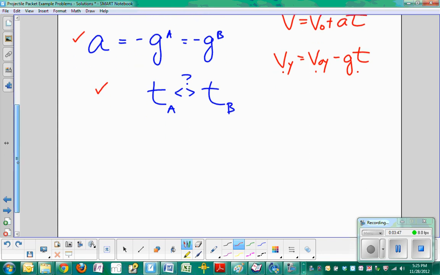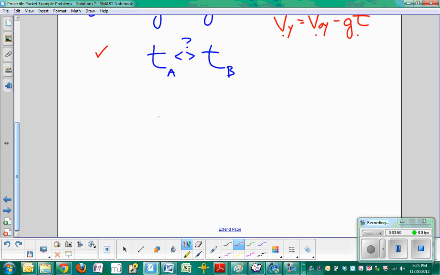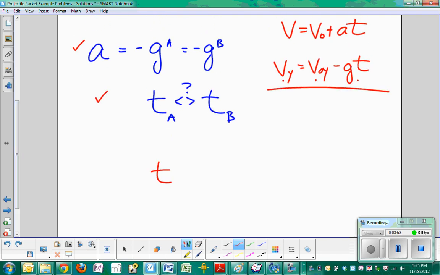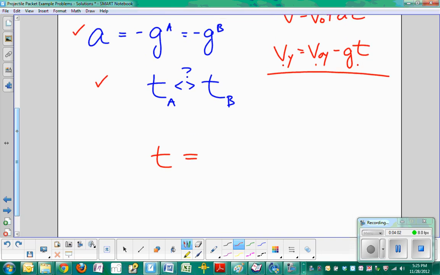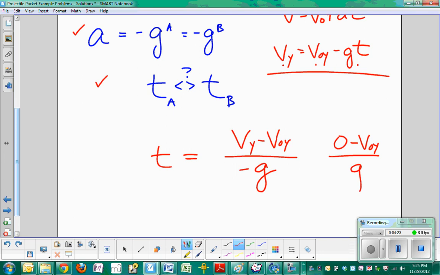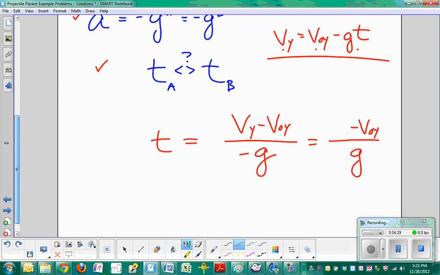Now, what are we looking for? We're looking for time. Notice we haven't put in any specific information for A or B. In general, the time it takes for an object to reach its maximum height can be given by a little algebra: Vy minus V naught y over negative g. You might look at that and say, wait a minute, we're going to have negative time. But that's not true, because since Vy is equal to 0, we have 0 minus V naught y over negative g, or if you prefer, just V naught y over g.